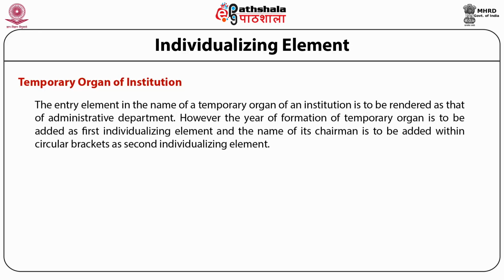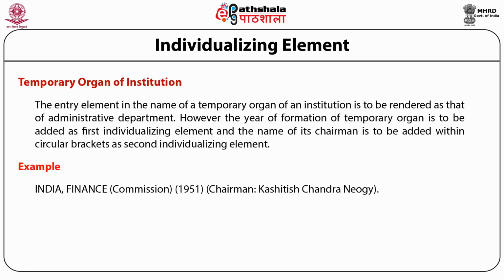Temporary organ of institution. The entry element in the name of a temporary organ of an institution is to be rendered as that of administrative department. However, the year of formation of temporary organ is to be added as first individualizing element, and the name of its chairman is to be added within circular brackets as second individualizing element. For example, Committee on Agriculture Loan set up by Reserve Bank of India in 1985 under the chairmanship of R. Rajan will be rendered as Bank (Reserve - of India), Agricultural Loan (Committee on -) (1985) (Chairman: R. Rajan).